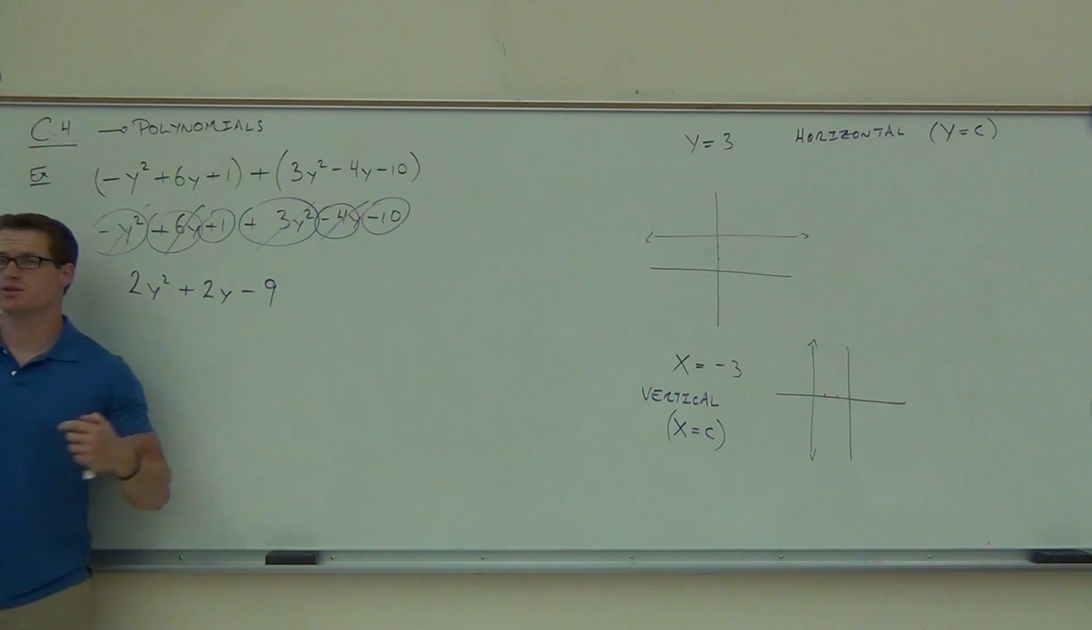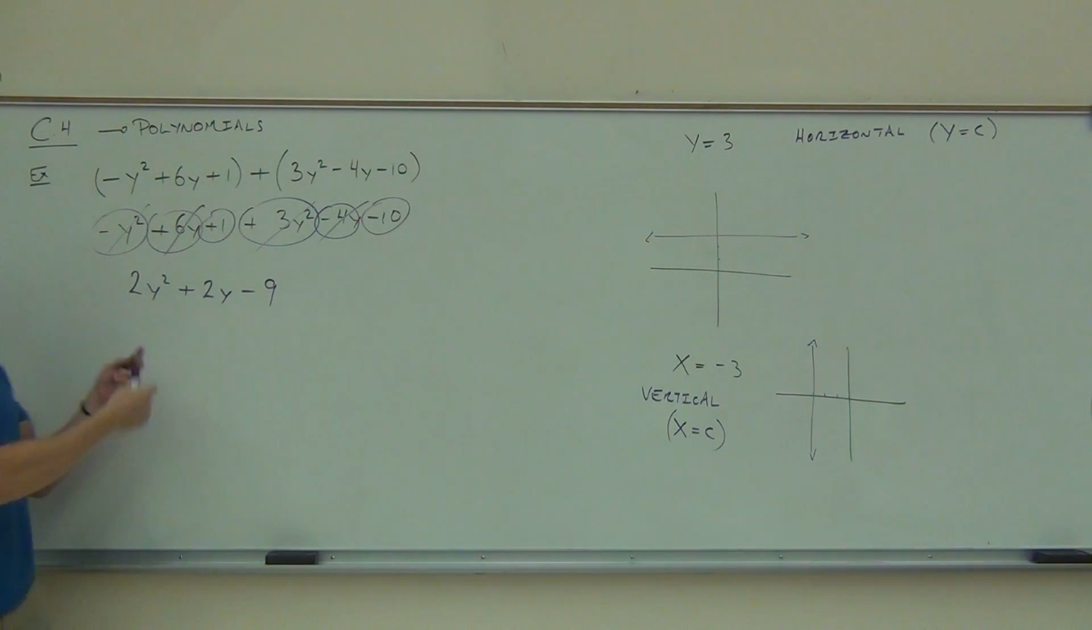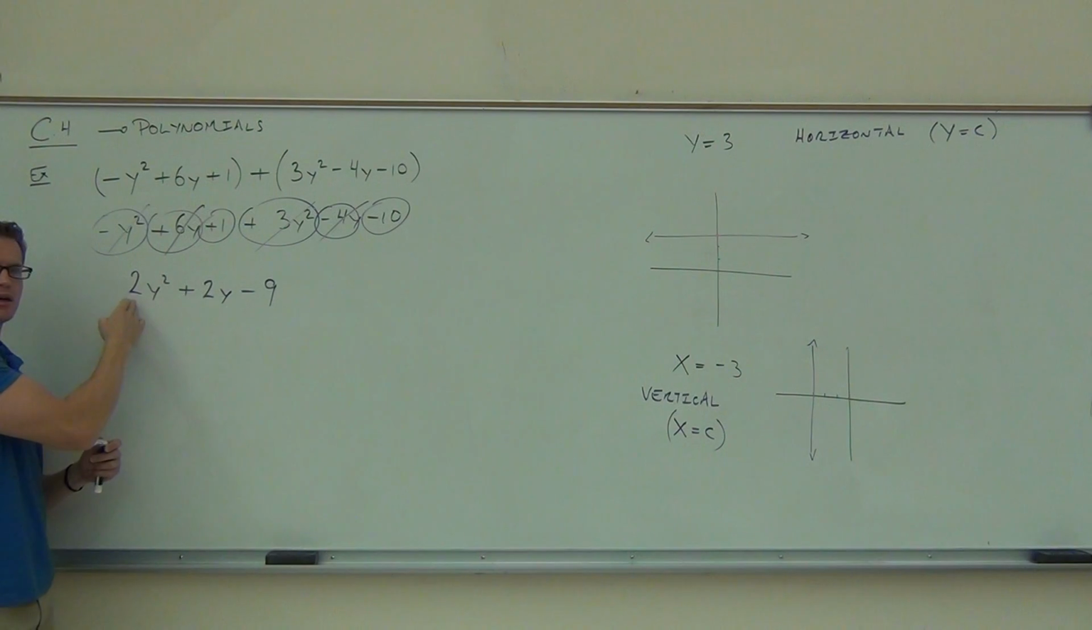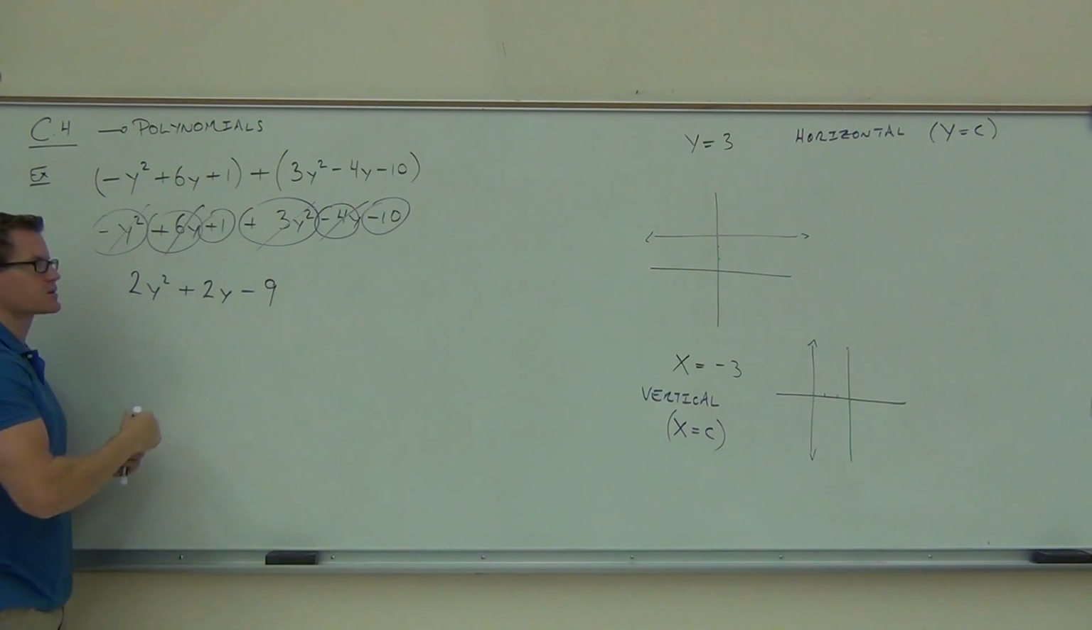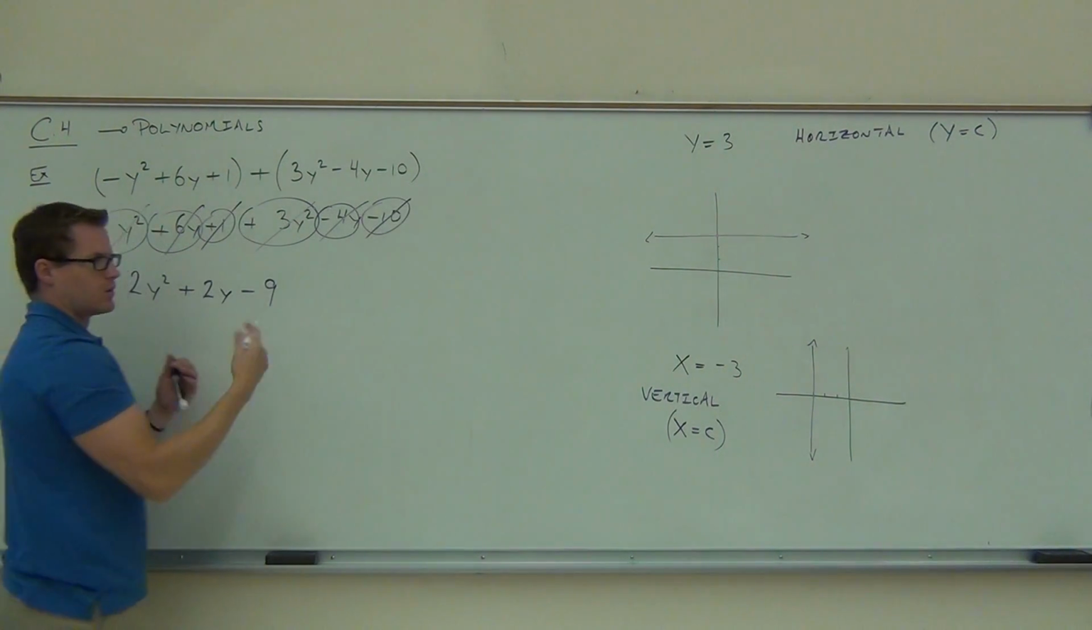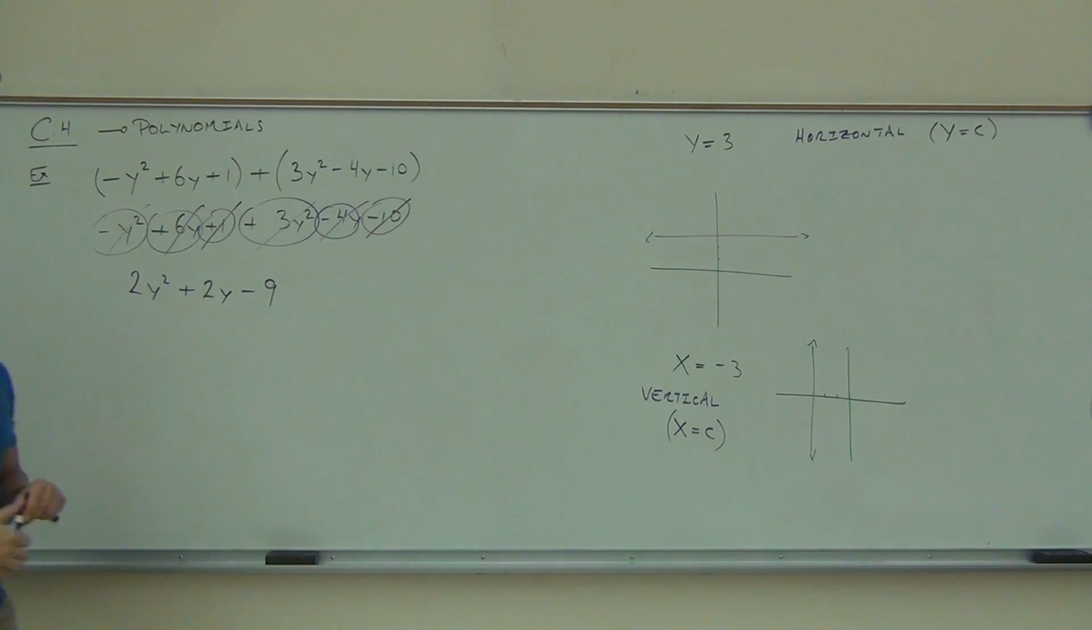Do we have any more like terms? No. No, we're good to go. This is it. It's in order how we like it. It goes y squared, then y, then the constant. That's in our standard form, and that's as far as we go.